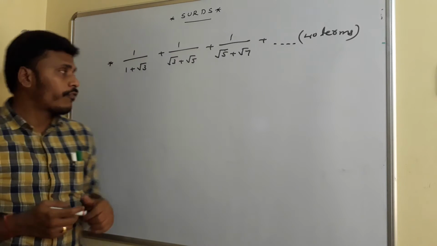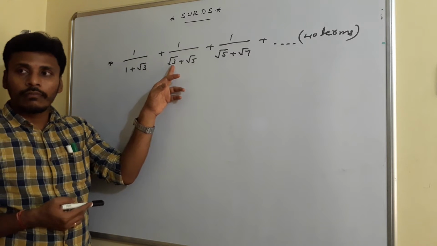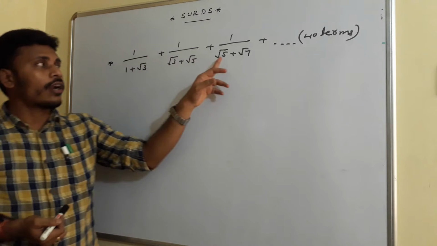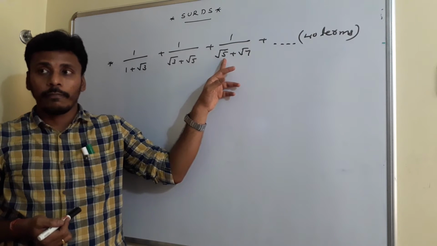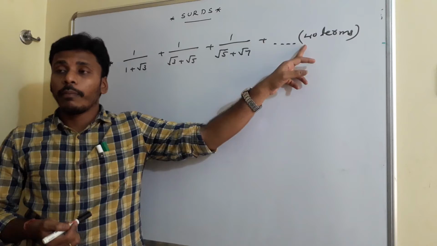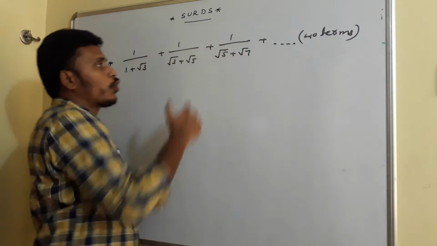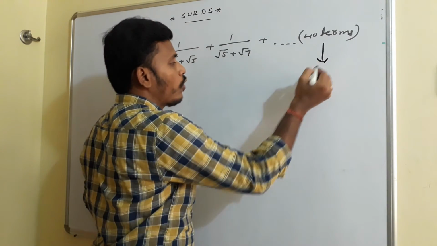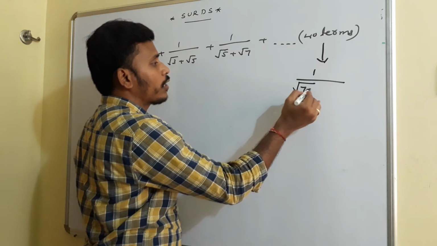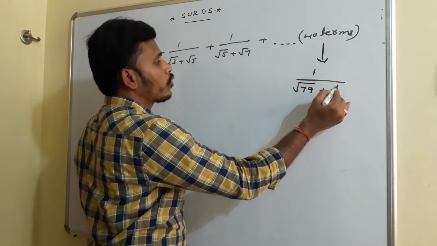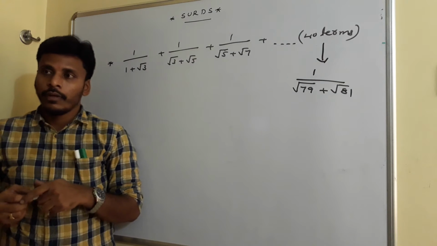What is the 40th odd number? See, the first odd number is 1. The second odd number is 3, most probably 4 minus 1. The third odd number is 5, which is 6 minus 1. And the 40th odd number may be 2 into 40 minus 1. This one is 2 into 1 minus 1, 2 into 2 minus 1, 2 into 3 minus 1. They mentioned the 40th term, since there are 40 terms, and it may be 2 into 40 minus 1. Root 79 plus root 81 is the last term, I think.